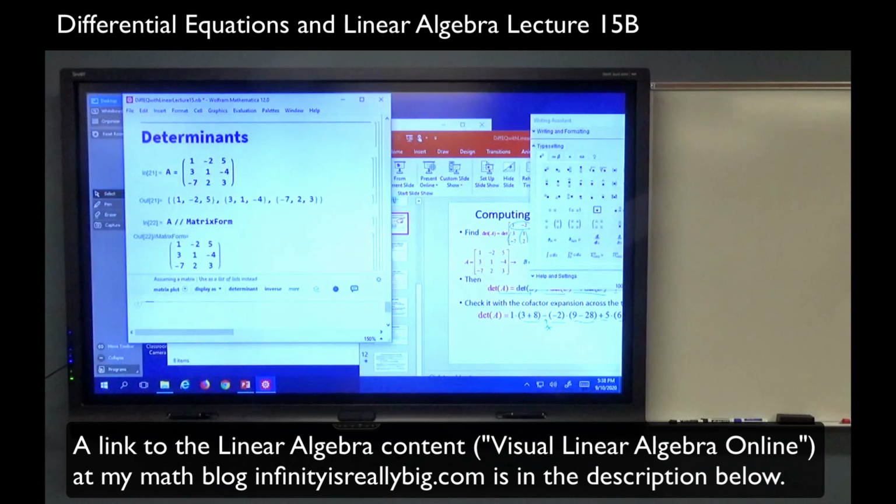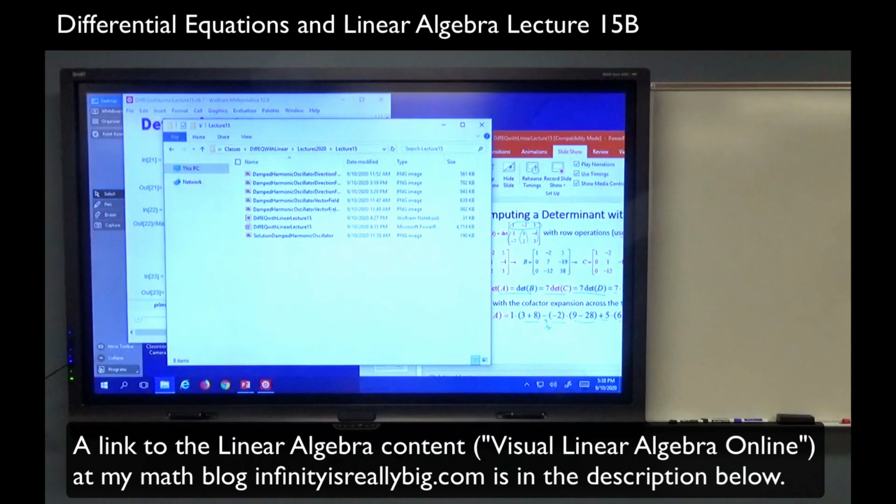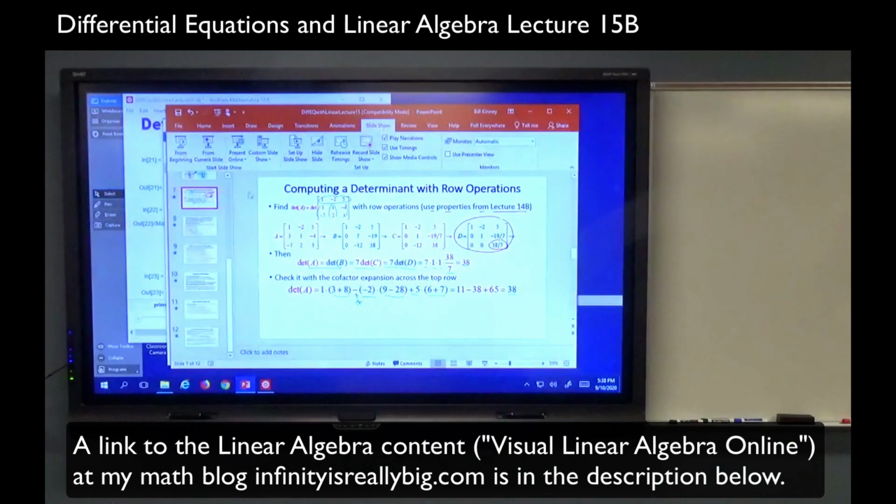You can see it in matrix form by doing this. And you can take its determinant by doing capital DET of A inside square brackets, and you confirm that the answer is indeed 38. Okay? That's the one thing I want to show you with Mathematica. All right, let's move on to the next slide.